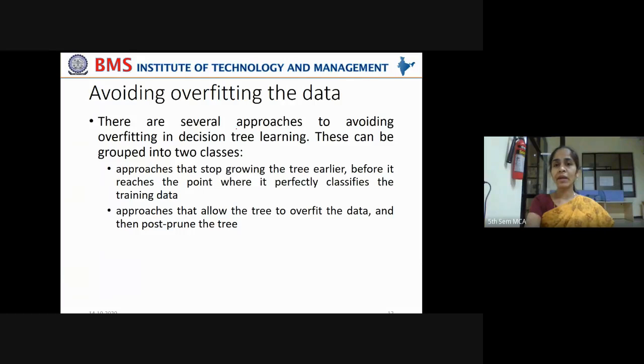So there are several approaches to avoiding this overfitting in decision tree learning. These can be grouped into 2 classes. What are the solutions available? They are categorized into 2 parts. Let us see which would be more efficient, more successful, and more practical to implement. Okay? Approaches that stop growing the tree earlier. Understand this? Approaches that stop growing the tree earlier.